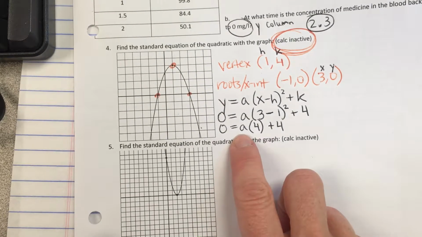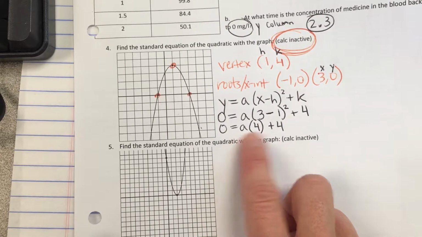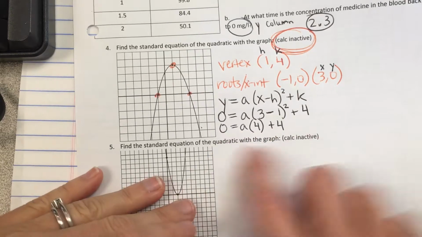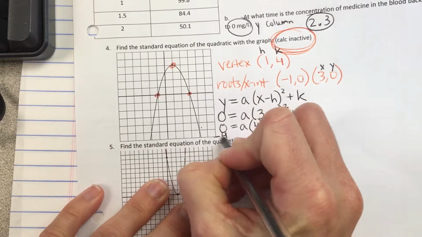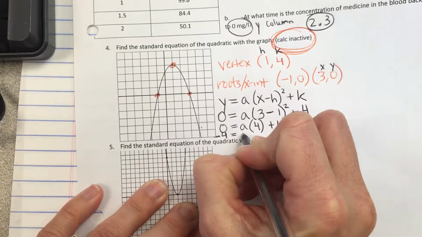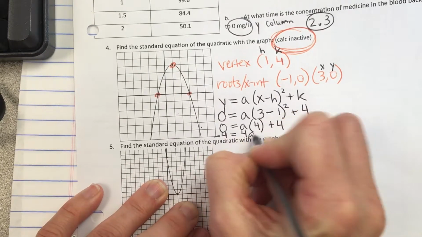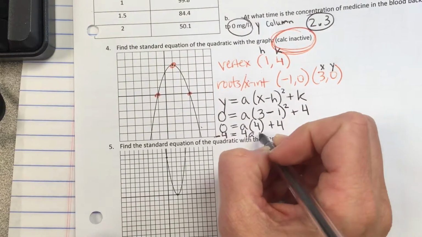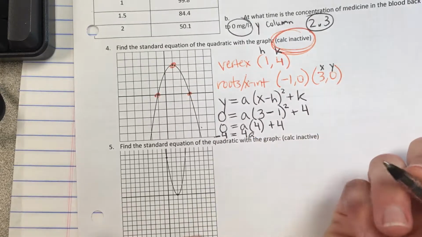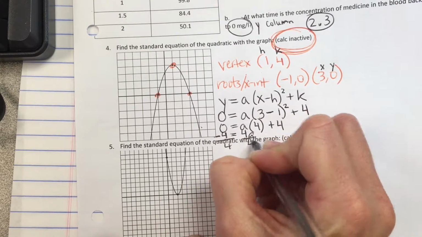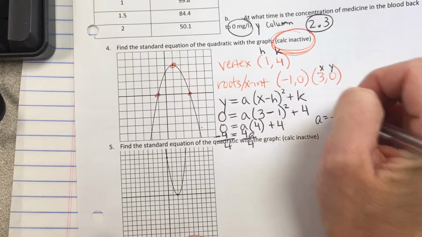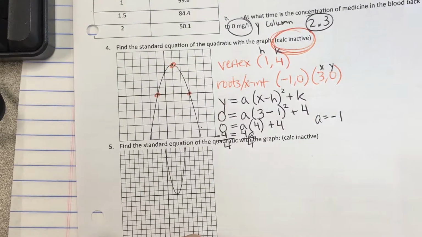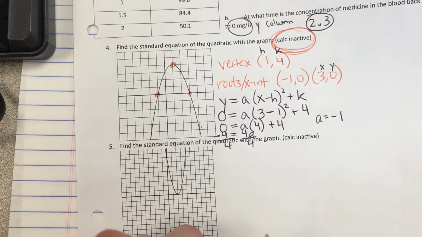All right, if I'm trying to solve this for a, I need to move the plus 4 to the other side. It makes it a negative 4. And then I'm going to write this as 4a, because this is a times 4. Y'all know in math that's 4a. And then what do you do last to both sides? Divide by 4. So your a value is negative 1.